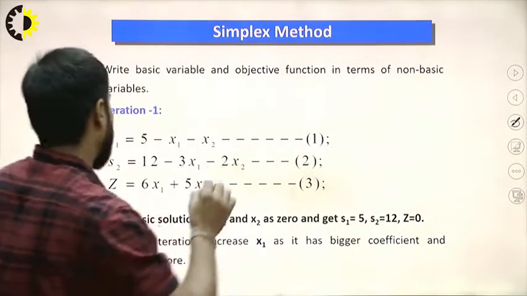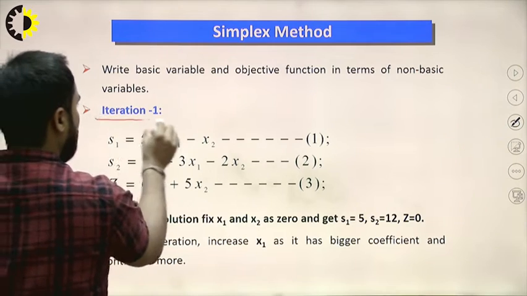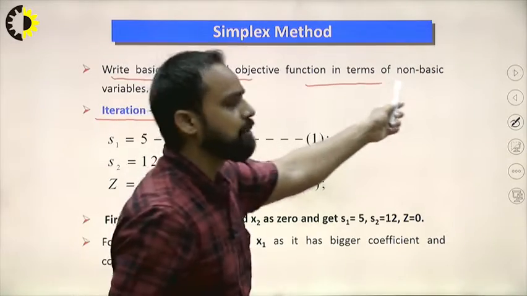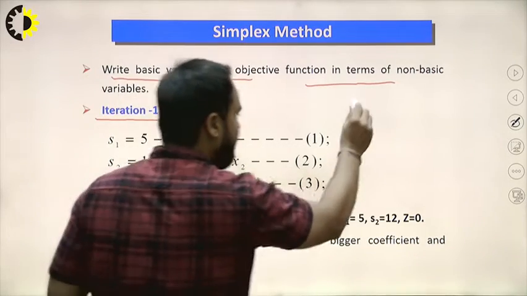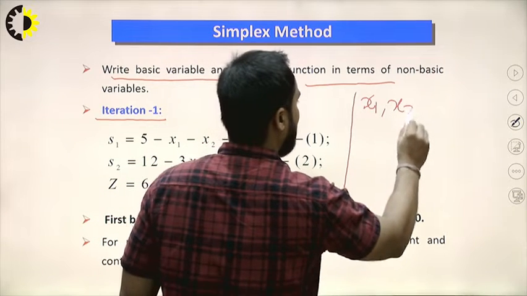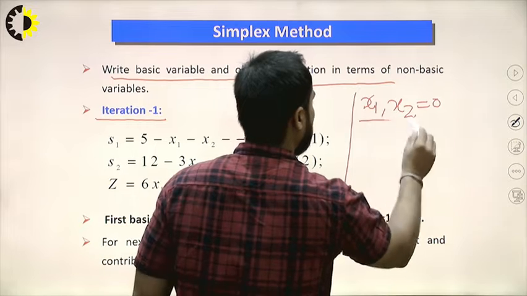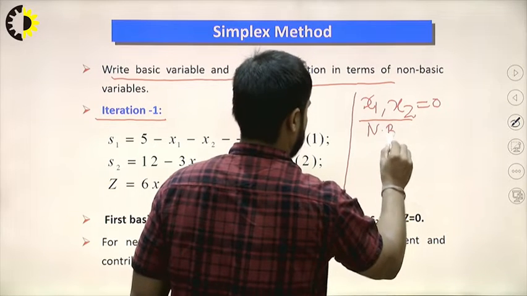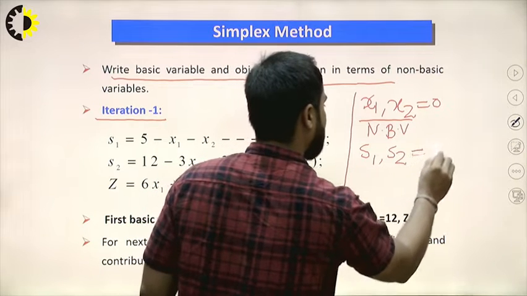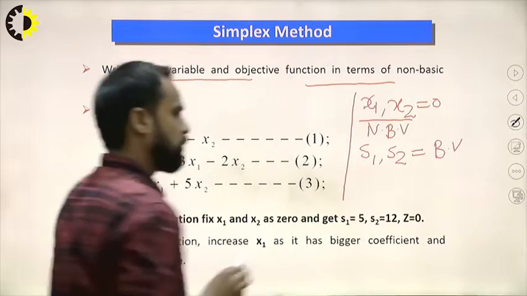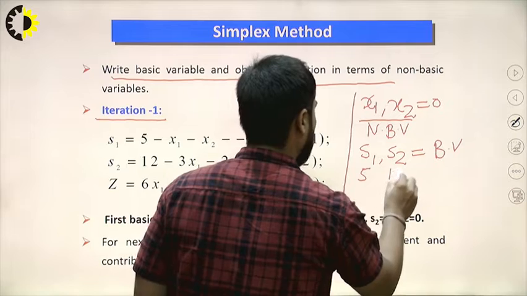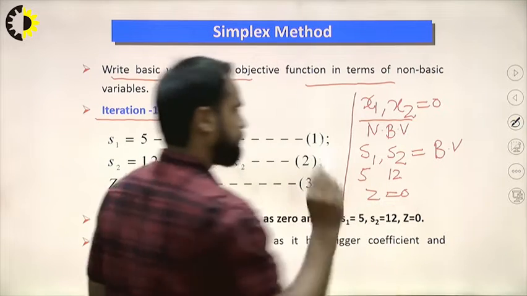Now the equation is simple. We write iteration number 1, and in iteration 1 we write the basic variables and the objective function in terms of the non-basic variables. We have decided here that x1 and x2 are 0, and these are non-basic variables. And what are the basic variables? s1 and s2 are the basic variables. So in iteration 1, because it is the initial basic feasible solution, we get the values 5 and 12, and z is equal to 0, right?